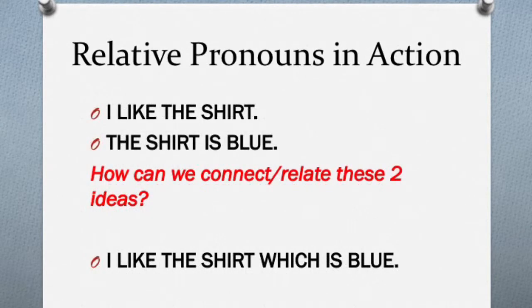Now let's take a look at this example. My two sentences are, I like the shirt, and the shirt is blue. It's obvious that the two ideas communicated in these sentences are related to one another. So how can I connect them? By using a relative pronoun, of course. I decide that my main idea is that I like the shirt, and I want to describe for you which shirt I like. So I take the second sentence and turn it into a relative clause beginning with which to create the sentence, I like the shirt, which is blue.